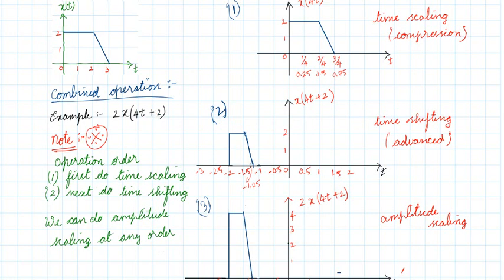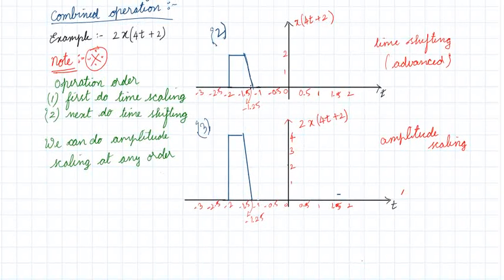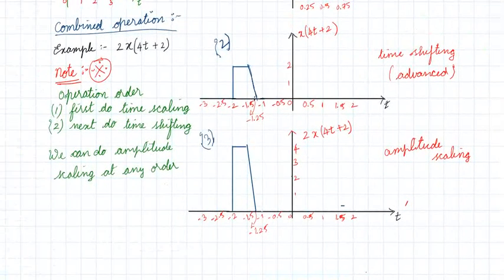Then the last step is amplitude scaling. Look, here we have a 2, so multiply all of the signal with 2. So 2 will go to 4, 1 will go to 2. This is the answer. So this is the final answer.